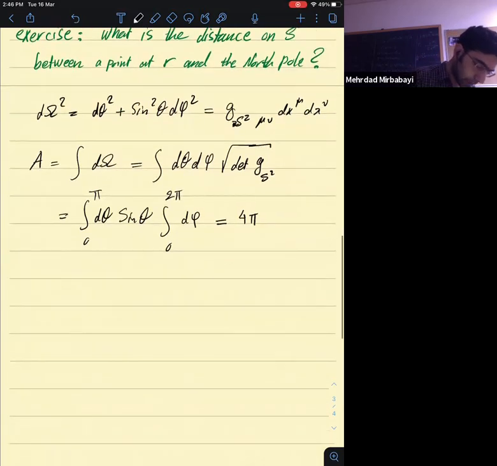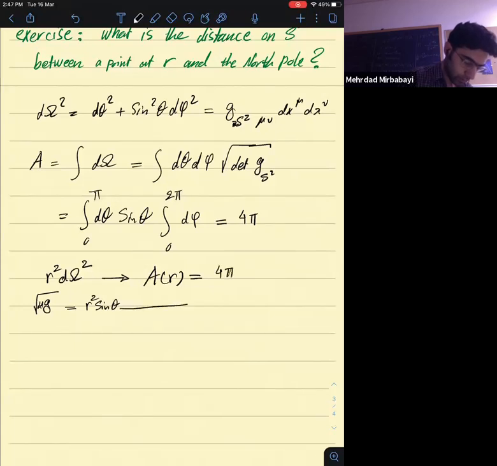And now if I'm saying that I have points which are sitting at a constant distance from the North Pole, and the line element is given by r squared d omega squared, then I will get the area of that two sphere by going through the same exercise, except that the square root of the determinant of g will now be r squared sine theta. So this area becomes 4 pi r squared. So that's what r represents. If you try to calculate the area of that two sphere that sits at coordinate r, the area will be given by 4 pi r squared.